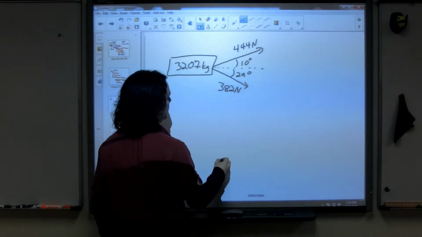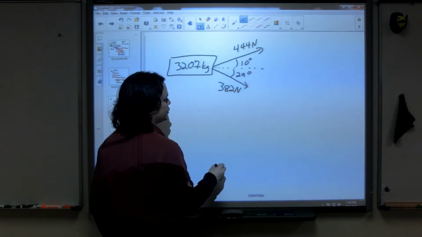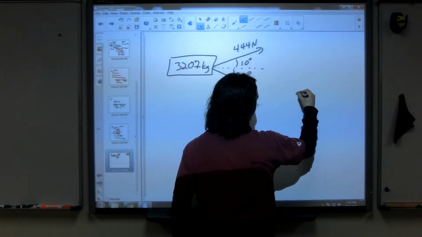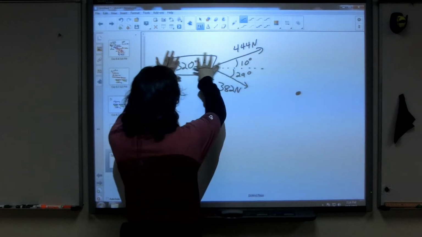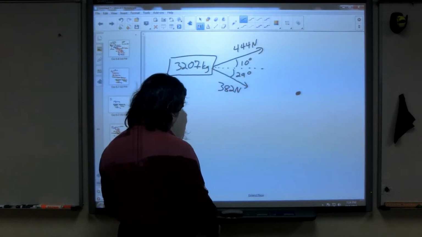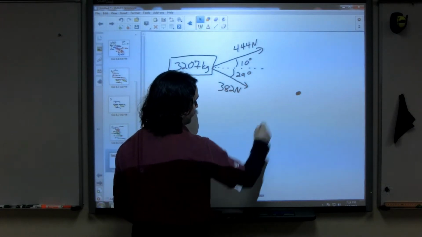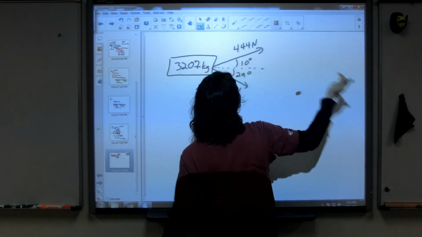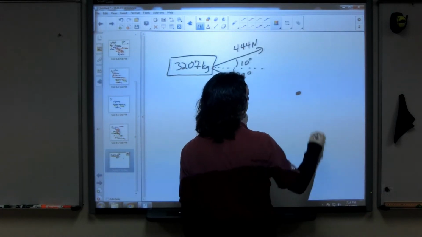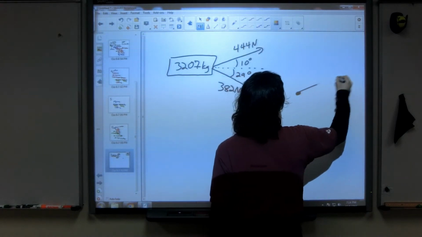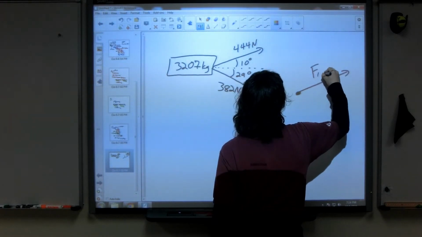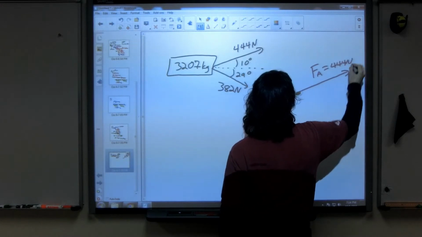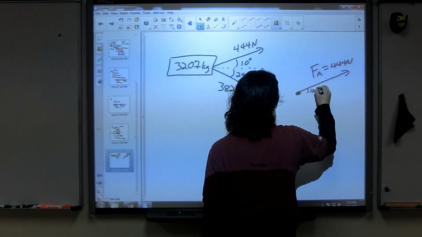Now, I've got a pretty good drawing here, and you could probably go based just off of it, but I still recommend drawing a free body diagram for whatever you're looking at. That way you're not confused by all the numbers that might be in there. What I'm going to do is draw my free body diagram, and I'm going to draw my two forces. I need to name them something. It doesn't really matter what I name them, so I'm going to call this first one FA, and it is 444 newtons at 10 degrees.